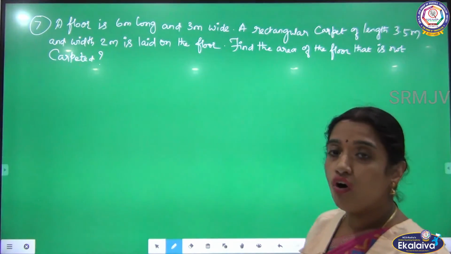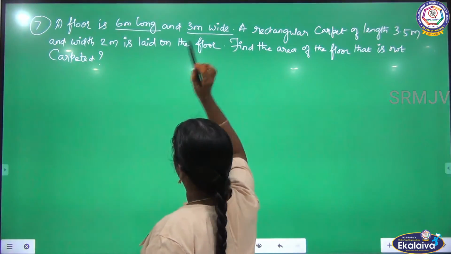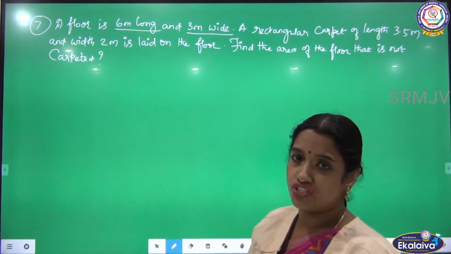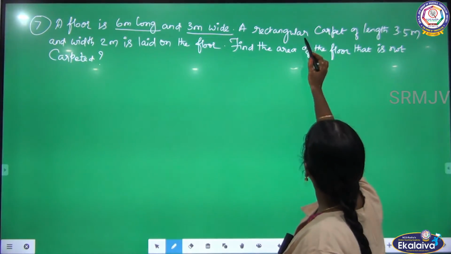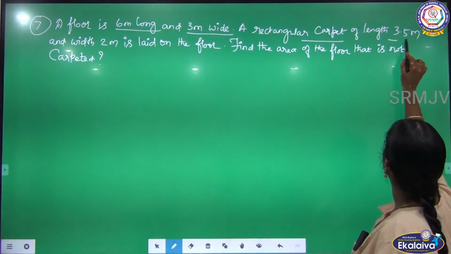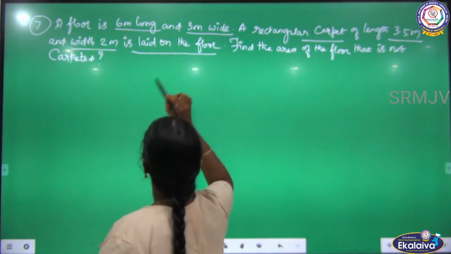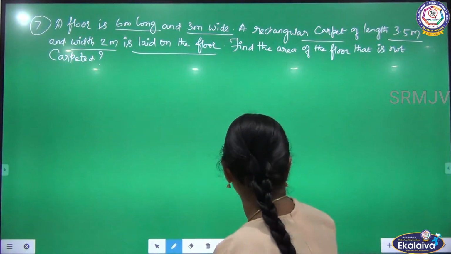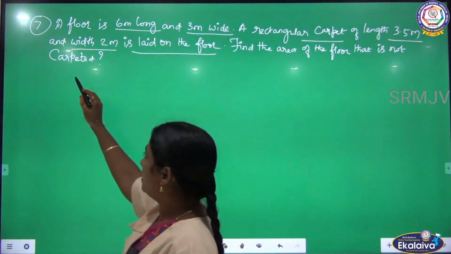Listen, a floor is 6 meter long and 3 meter wide. Okay, a floor long and wide means it is a rectangle in shape. Length, breadth means it is a rectangle. A rectangular floor is there, and a rectangular carpet of length 3.5 meter and wide 2 meter is laid on the floor. It is same as what we did for the fourth sum, no? It is same like that. So, find the area of the floor that is not carpeted.